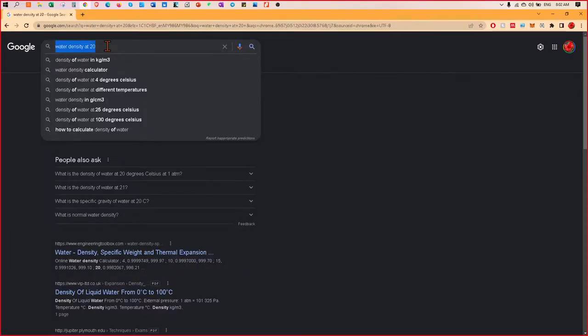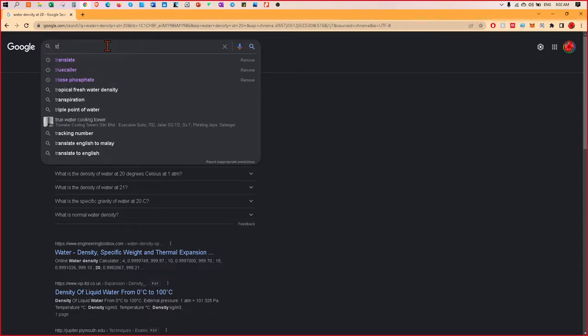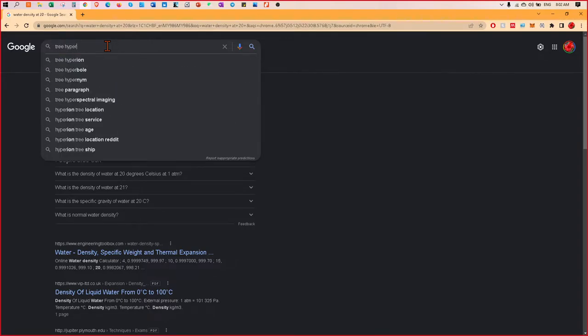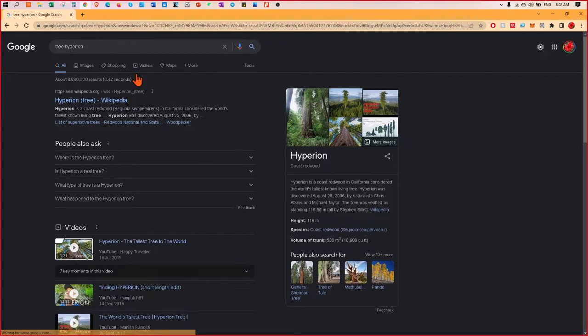Let's Google that. That's a nickname for that tree, actually: Hyperion. Alright. Look at how tall it is. 115 meters. And this is the type, Redwood. Coast redwood. But yeah, I was right. Sequoia. Yes, it is sequoia, Sequoia sempervirens.